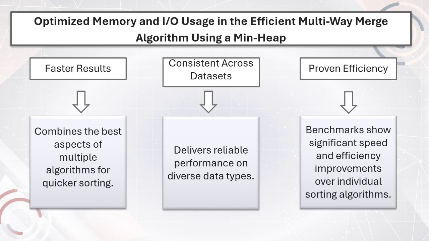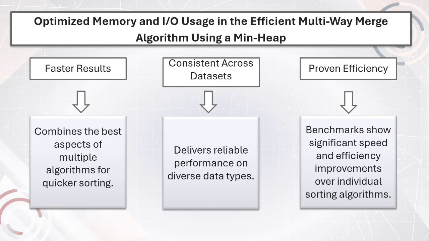First, let's talk about the faster results. The min heap based algorithm combines the best aspects of multiple sorting techniques to produce faster sorting. By reducing the number of comparisons and efficiently managing data in memory, the merge operation becomes quicker than traditional sorting algorithms, especially when dealing with large or complex data sets.